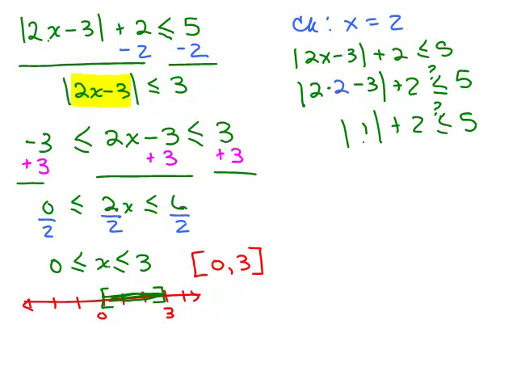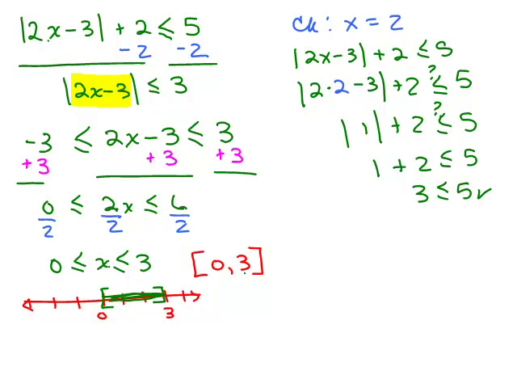And then what's the absolute value of 1? Well, that's 1. So I've got 1 plus 2, which is 3, is less than or equal to 5. Is that true? Is 3 either less than 5 or equal to 5? Yes, because it's less than 5. So we know that 2 is a solution. So it looks like at least a number between 0 and 3 is correct.